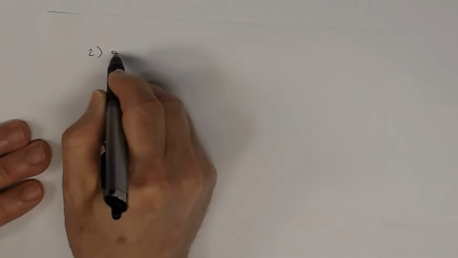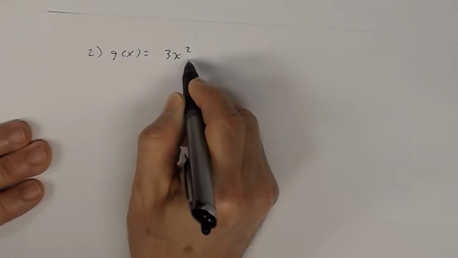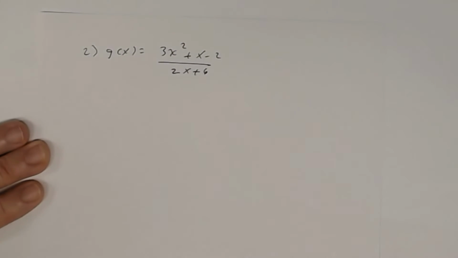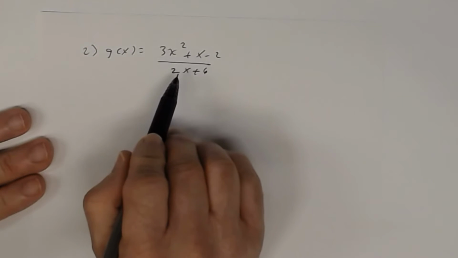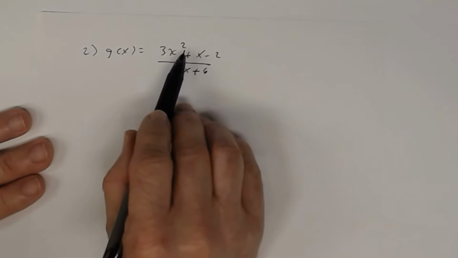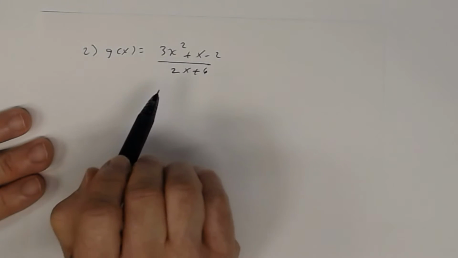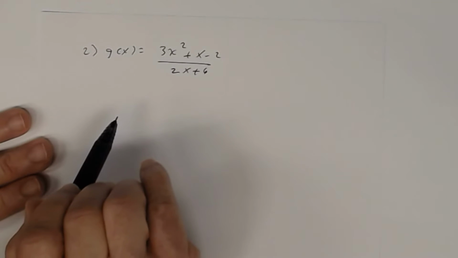Okay, let's look at number 2. Let's suppose we had this in number 2. We have g of x is equal to 3x squared plus x minus 2 divided by 2x plus 6. Now notice that you have an oblique asymptote here, because the degree of the numerator is 2, the degree of the denominator is 1. So the degree of the numerator is 1 more than the degree of the denominator. So you have the oblique asymptote.